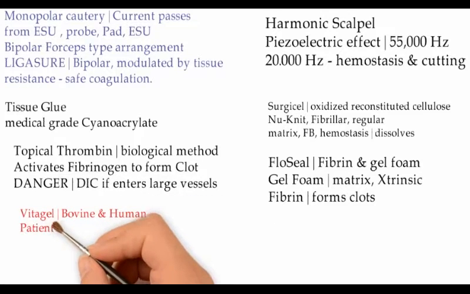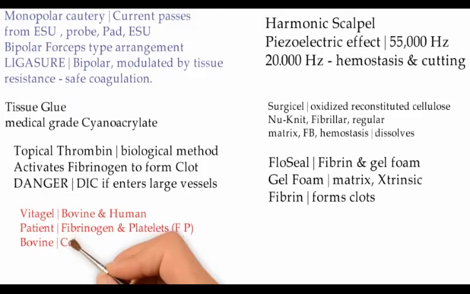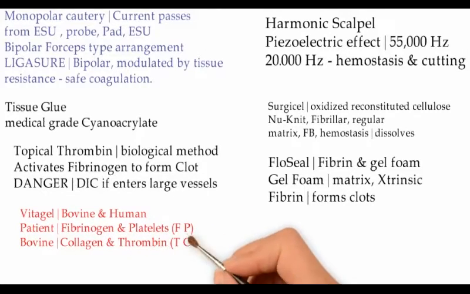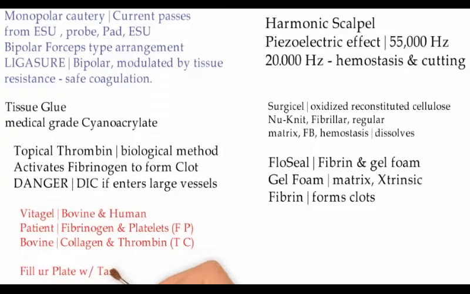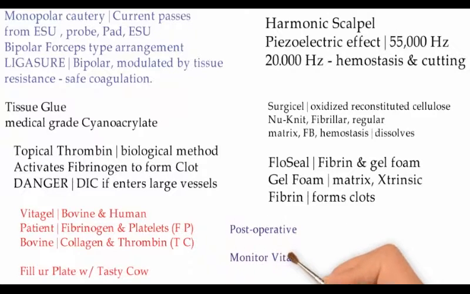Vitagel is a combination of both bovine and human factors. One can remember the mnemonic, "Fill your plate with tasty cow." The patient's blood is centrifuged to get the fibrinogen and platelets, and this is combined with bovine collagen and thrombin. All four of these get together to promote coagulation.